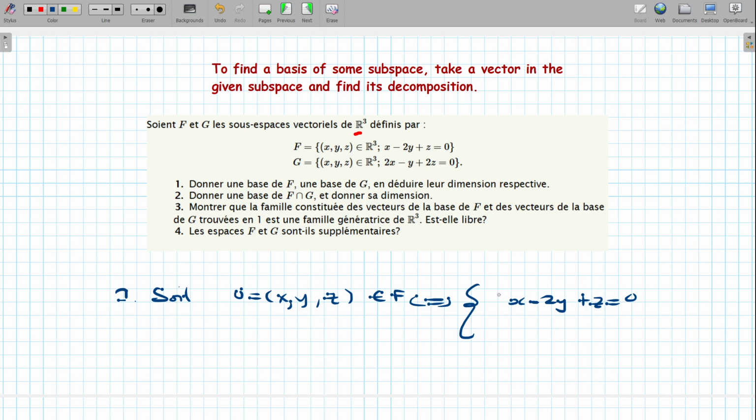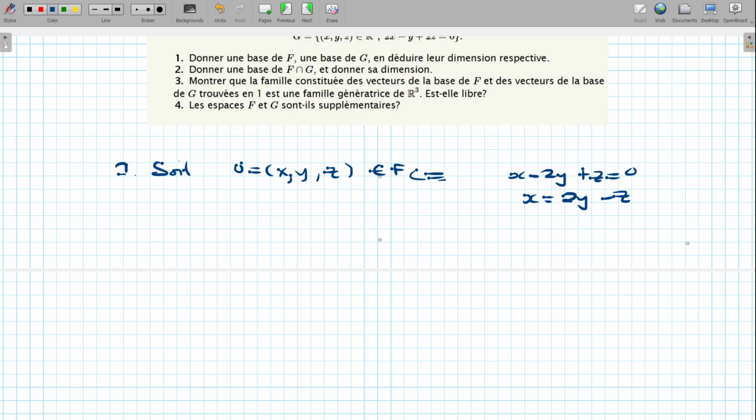Meaning it's going to be very easy for you, you get simpler vectors like that. If I attempt to make y the subject of the formula, I will get fractions. We want to avoid fractions whenever it's possible. So I'm going to make x the subject. So here x is going to be equal to 2y minus z. It's the same equation. So we found x.